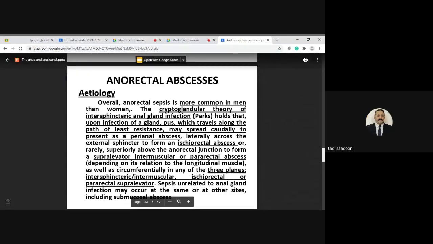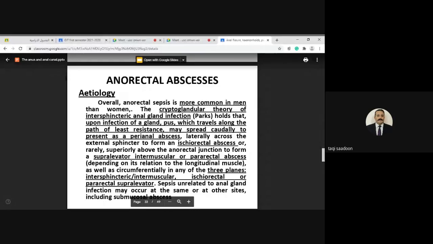Good. Now we will discuss the perianal abscess, which is more common in male. This is the cryptoglandular theory. That means upon infection of the gland, because the opening of the perianal gland between the anal folds is upright, anti-gravity. So infection of the perianal gland causes the pus to travel along the path of least resistance and may spread caudally or to the surrounding area, causing perianal abscess.